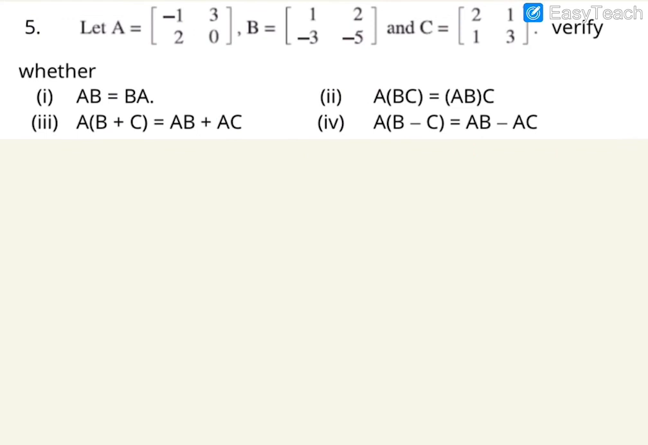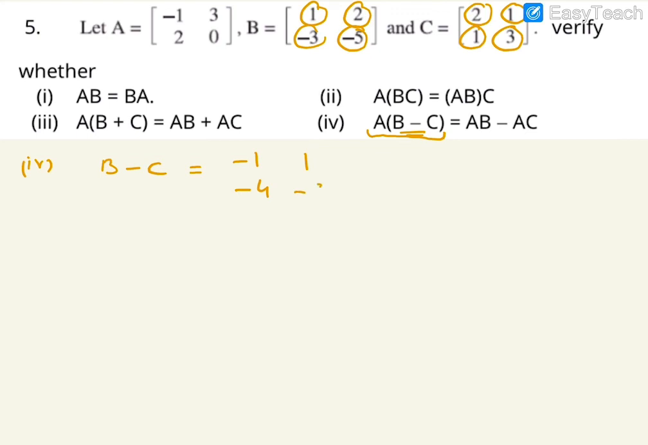Now let's do part 4. Part 4 is, first we will find B minus C. So first find B minus C. B minus C: 1 minus 2 will be minus 1, 2 minus 1 will be 1, minus 3 minus 1 will be minus 4, minus 5 and minus 3 will be minus 8. This is B minus C.